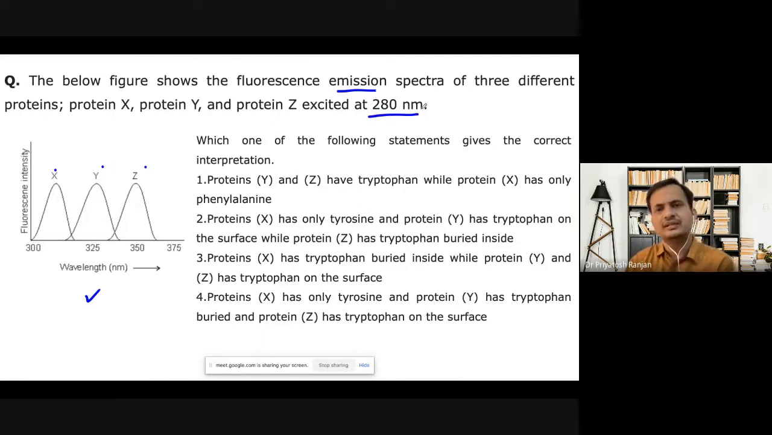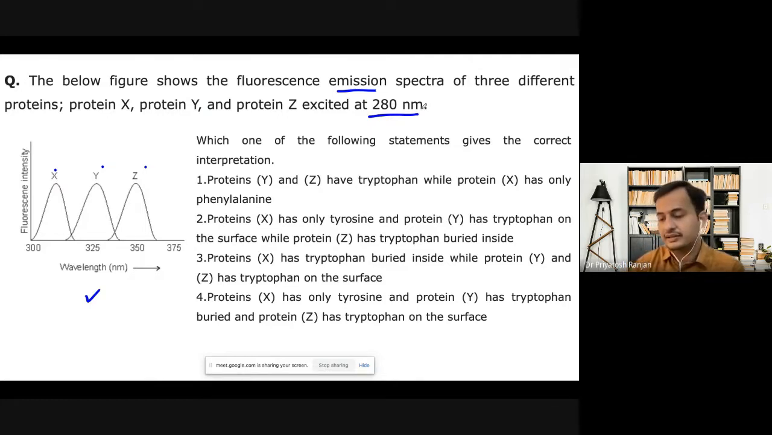We all know that in proteins we have fluorophores, and those are aromatic amino acids, mainly tryptophan, tyrosine, and phenylalanine too, but phenylalanine has a low quantum yield, so generally we don't include phenylalanine for our fluorescence studies.